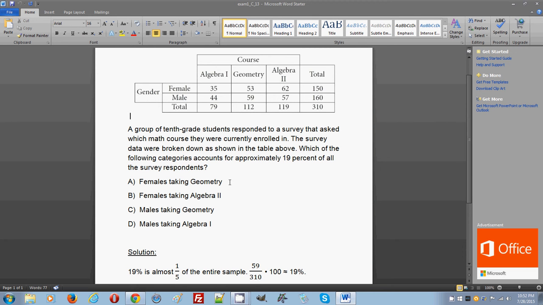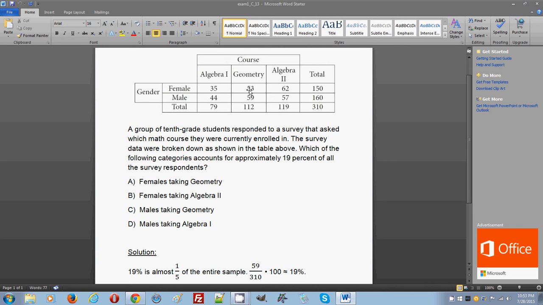Now, before we use the calculator, I would advise you to take a look at how you can do certain things without the calculator. So, for example, females taking Geometry. That's 53 right here. So 53 must be divided by the total number of students, which is 310. Now you know that 19% is about 1/5, because 19% is really close to 20%, and 20% is about 1/5. So if you take 53 out of 310 and you multiply 53 by 5, you will get 265, right?